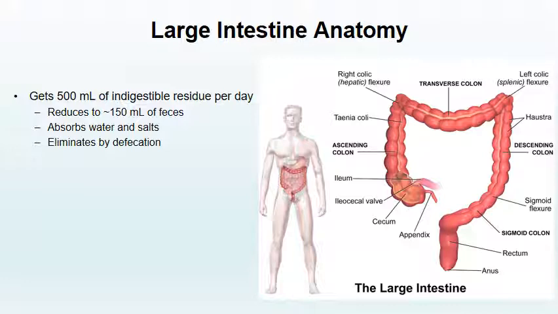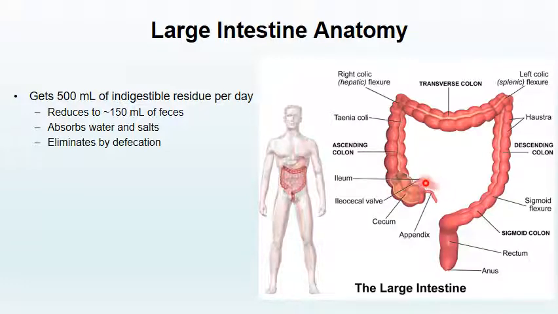In total, over the course of a day, we see about 500 milliliters of stuff that we can't digest come into the large intestine. It reduces that volume to about 150 milliliters, which is eliminated by defecation or through feces. The reduction from 500 to 150 milliliters is mostly accomplished through absorbing of our water. And it is going to begin down here in the cecum.